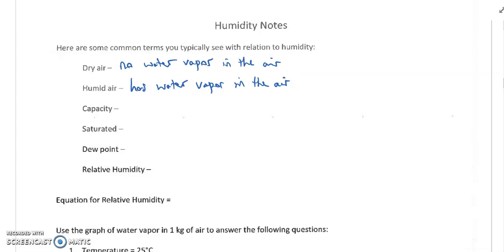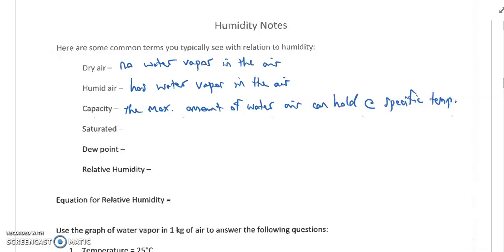So the capacity is the maximum amount of water that the air can hold, and it depends on the specific temperature. So this is the max amount of water that air can hold at a specific temperature.